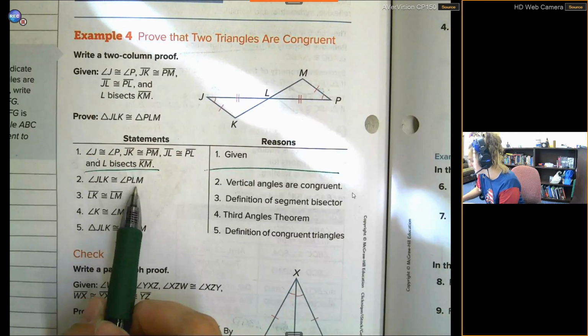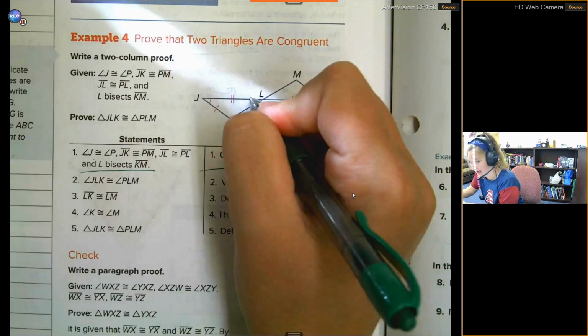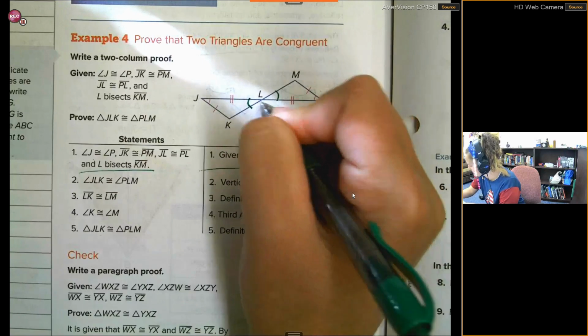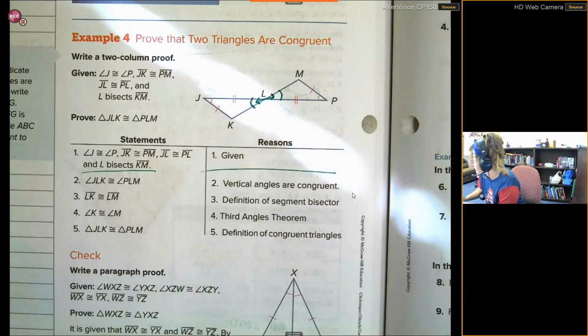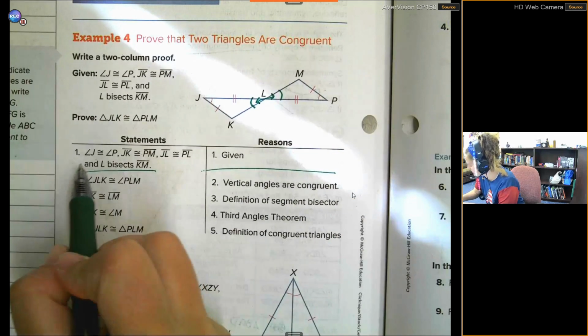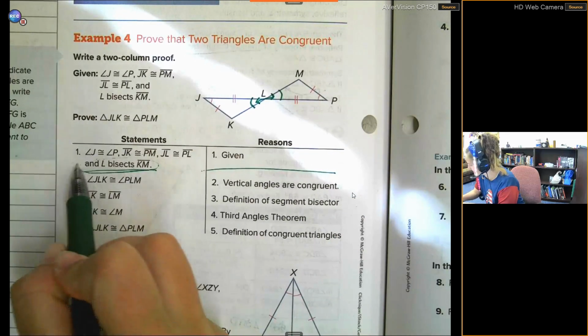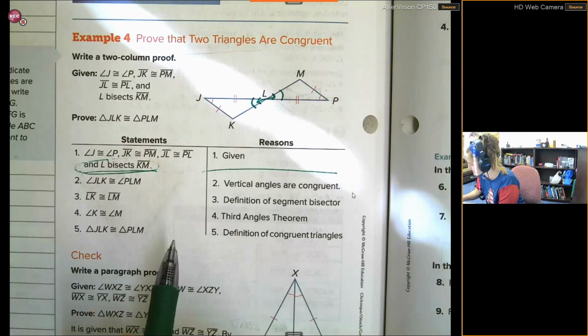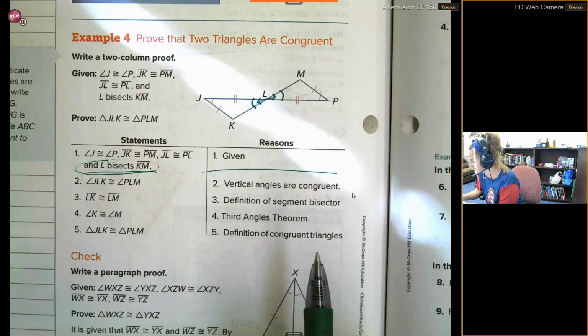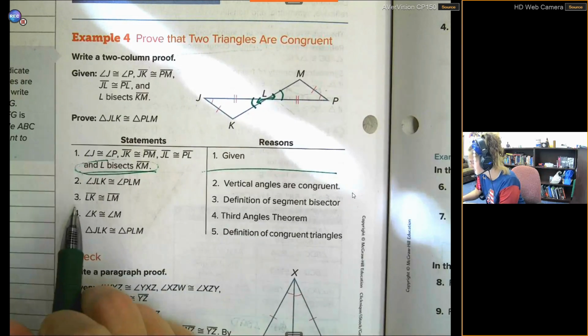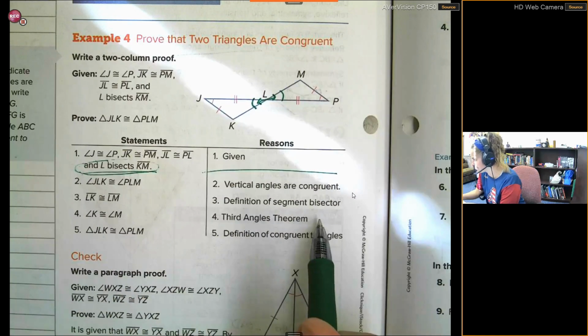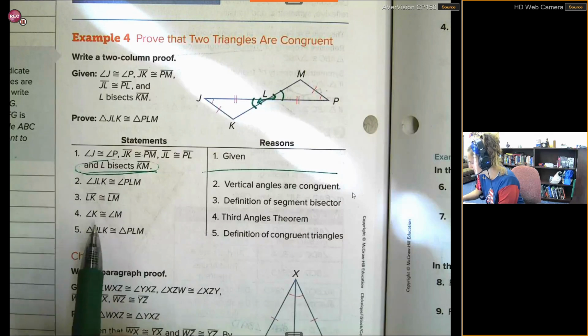So JLK is congruent to PLM. That comes from the fact that these are vertical angles. All right. And then we also know that L bisects KM, which means that if it bisects, that it cuts it exactly in half. So a segment bisector cuts them exactly in half. That's the definition of segment bisector. And then we go to K is congruent to M.